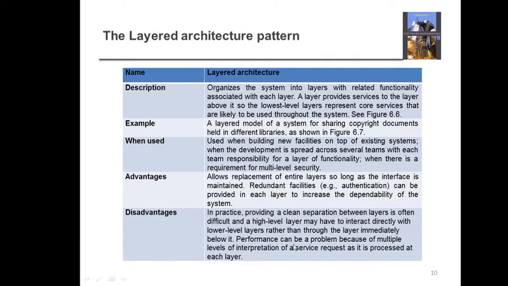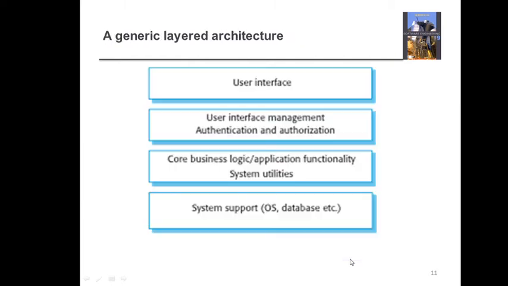Third one, performance can be a problem because of multiple levels of interpretation of a service request as it is processed at each layer. So performance will be an issue. Why? Say I want to use the database. If I directly go on using it, so I'm storing something or I'm retrieving something, there is no way that the interpretation could be different. But if I'm passing on the message from one layer to another, then to a third one, then the message could be modified.